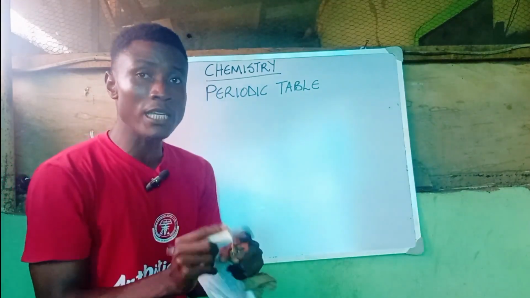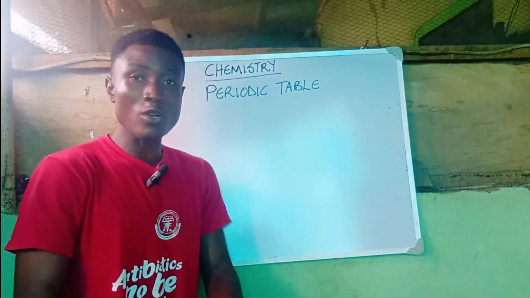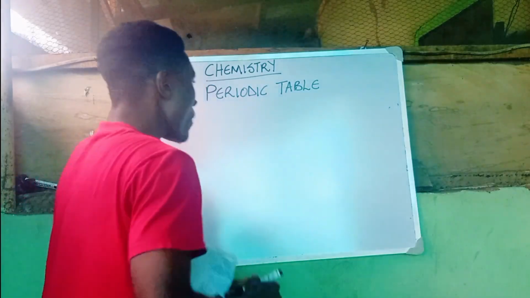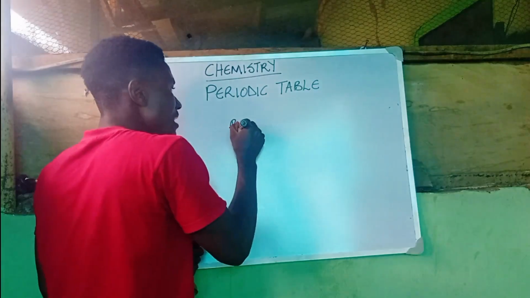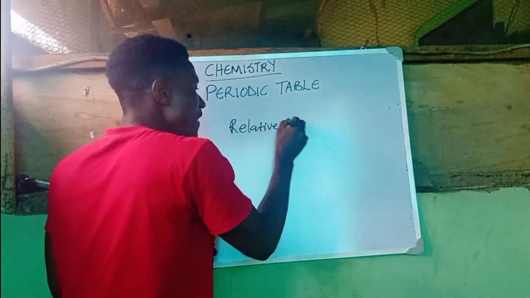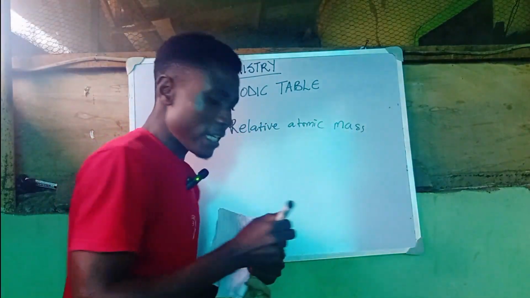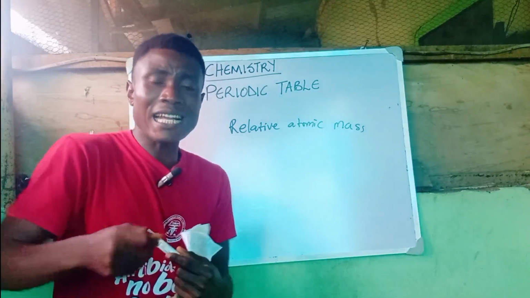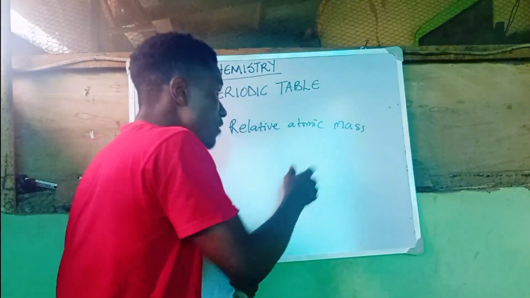But he did something which was later changed, because science is not just static, but science is dynamic, right? So he was arranging these elements in order of their relative atomic mass, and he gave the first periodic law, which states that the arrangement of elements is in order of their relative atomic mass.